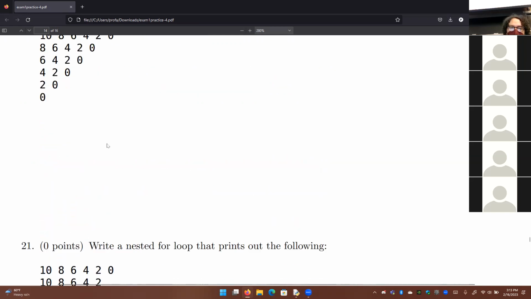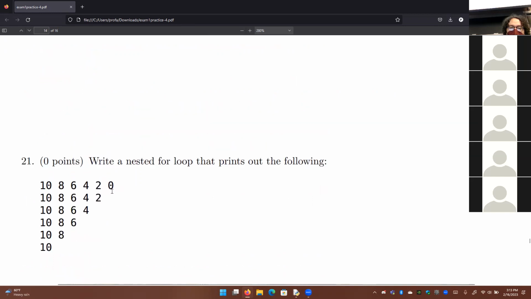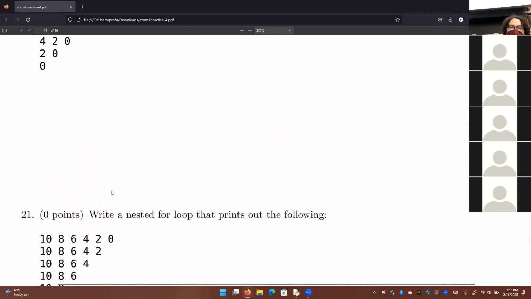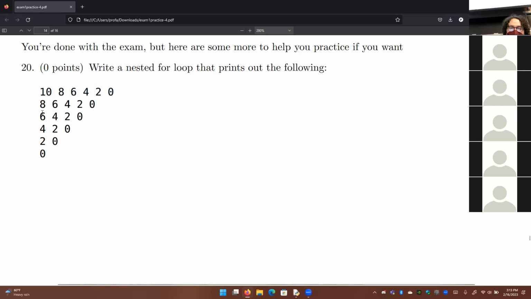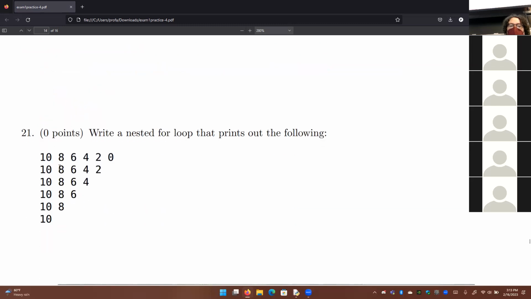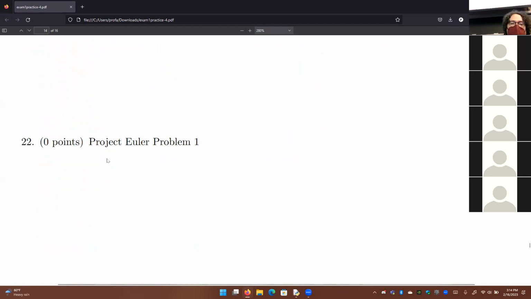Same thing over here. It's just we've got a different start. Instead of going down 10, 8, 6, 4, we've got 10s at the beginning of all of them, and we are changing the ending point over here.